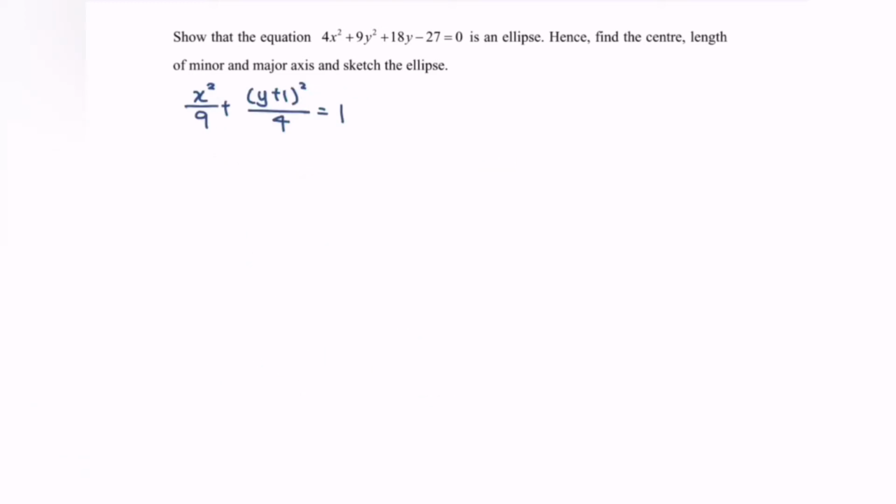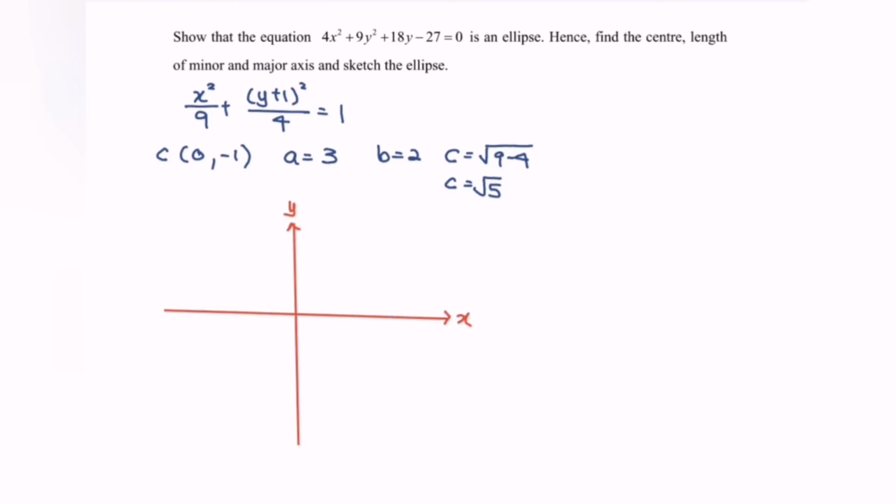Next, kindly focus on the standard form of the ellipse, where we have the center 0, -1, followed by the value of a equals 3, the value of b equals 2, and the value of c equals square root of 9 minus 4, so c equals square root of 5. Next, kindly sketch the ellipse. So here we have the center 0, -1.